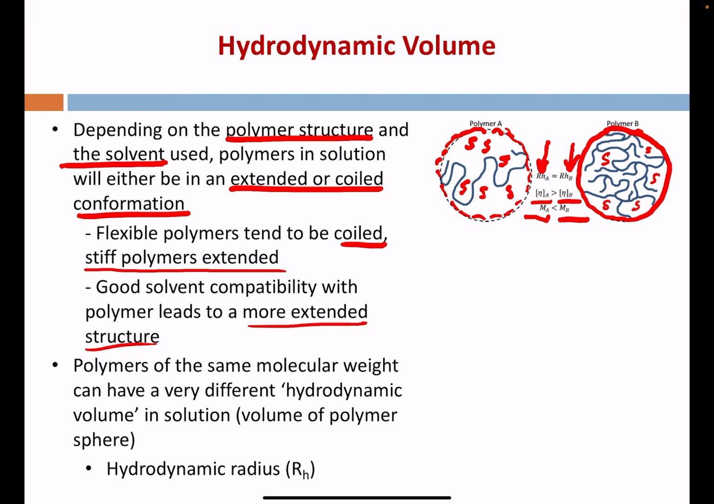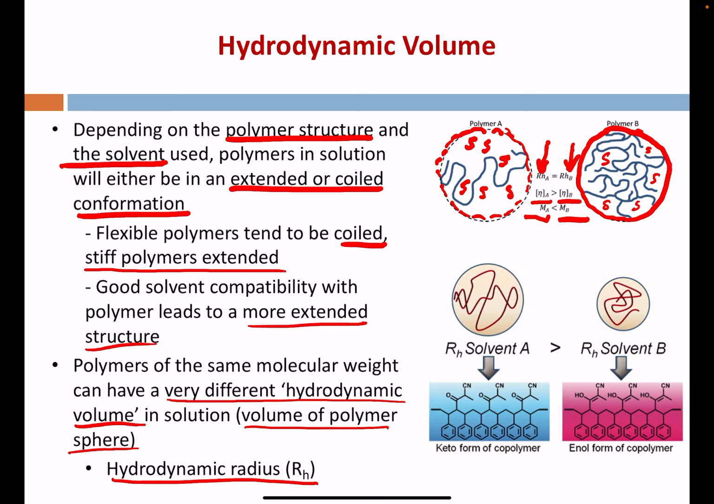So all that to say, polymers with the same molecular weight can have very different hydrodynamic volumes in solution, which here we've learned is the volume of a polymer rendered as a sphere, including the situation for the solvent to establish that sphere. And we've seen here in our diagram that hydrodynamic volume is related to hydrodynamic radius by the geometric calculation that you're familiar with. Here's a unique example to get you thinking about this.